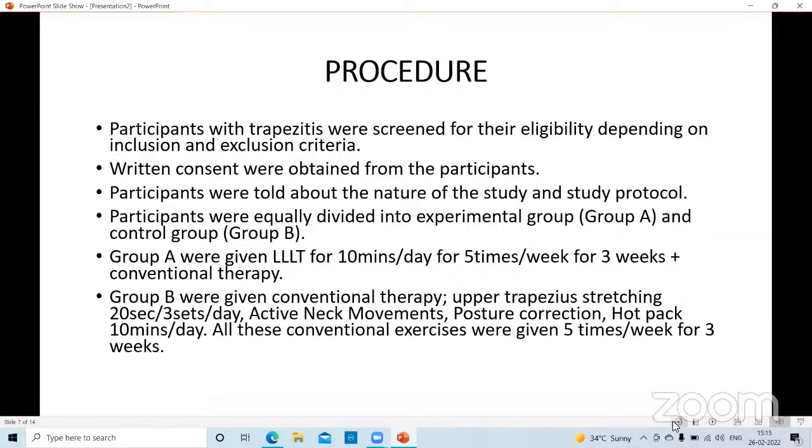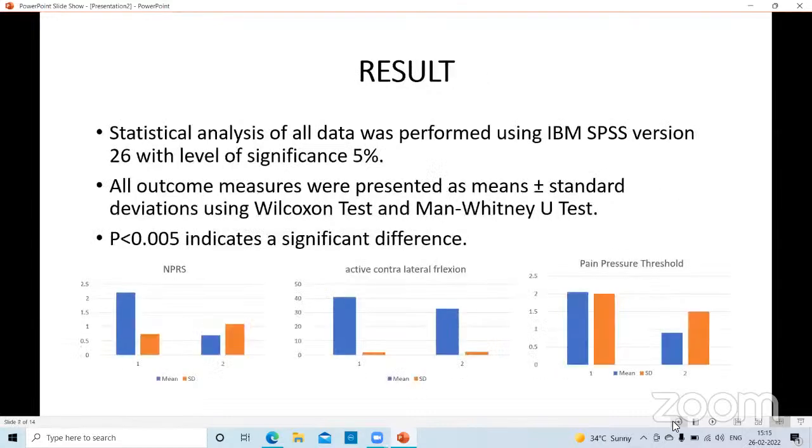Group A were given low level laser therapy for 10 minutes per day, 5 times a week for 3 weeks, plus conventional therapy. And group B were given conventional therapy only, which contains upper trapezius stretching exercises. The hold will be 20 seconds, 3 sets per day, active neck movements, posture correction advice, hot pack for 10 minutes. And all these conventional exercises were also given 5 times a week for 3 weeks.